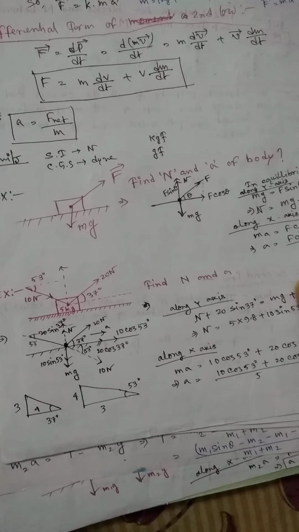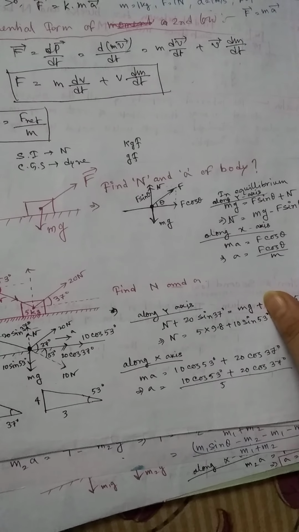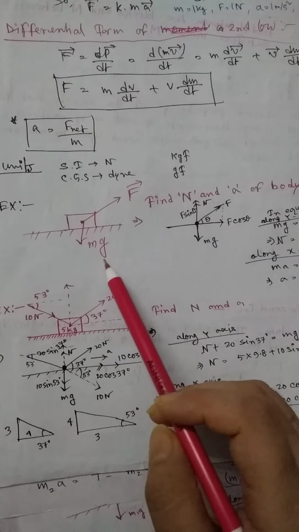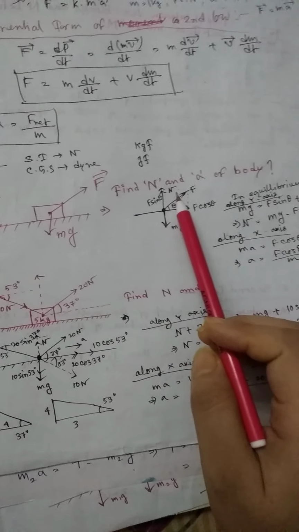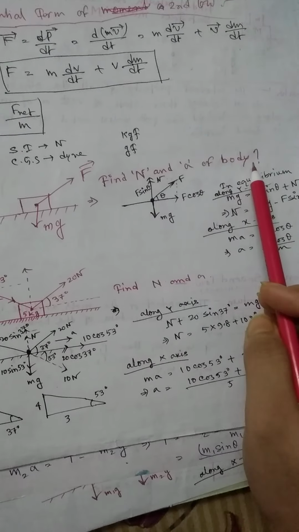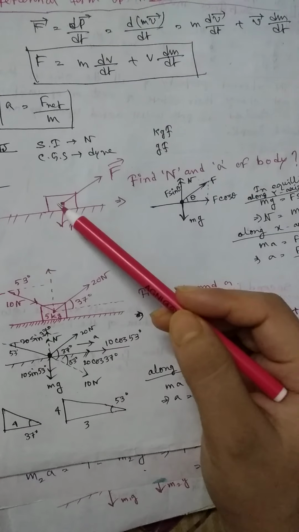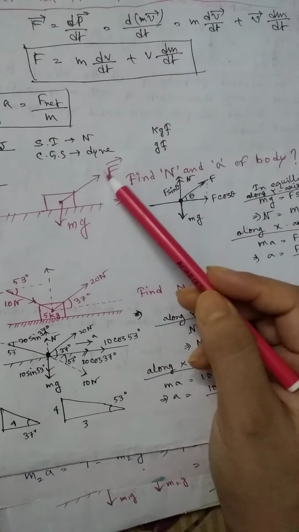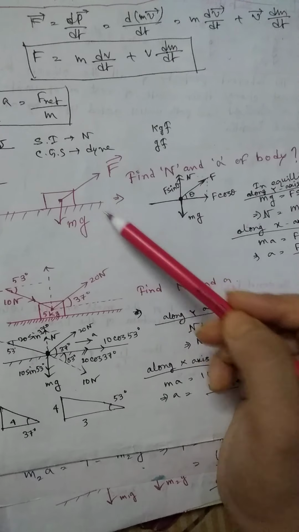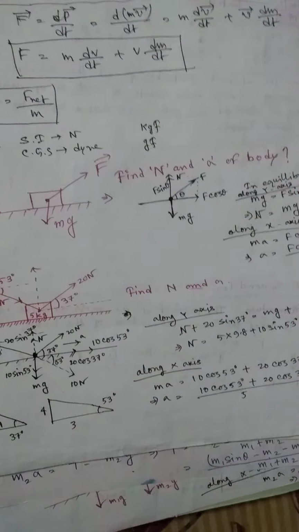Okay, so here I am taking a few examples. This is one example: find the normal reaction and acceleration of this body. This is a body which is placed on the floor, and this is the direction of the force. If we pull this body along this side, then what happens? What is the acceleration of this body?